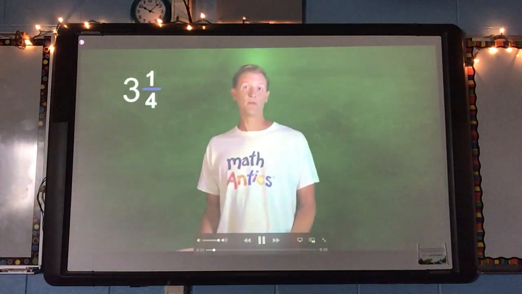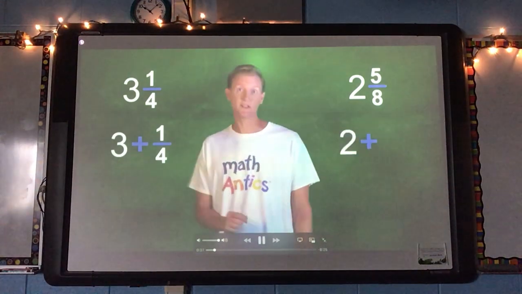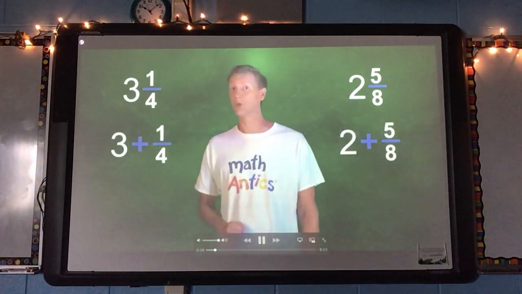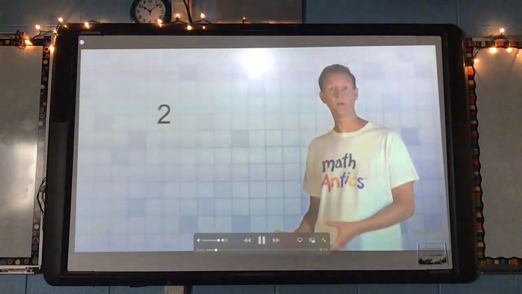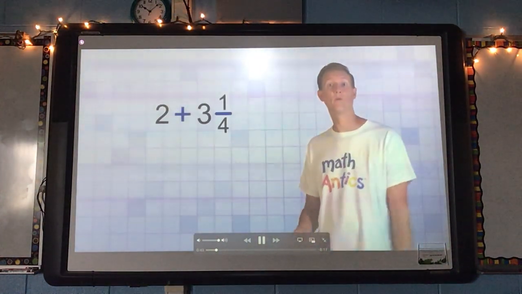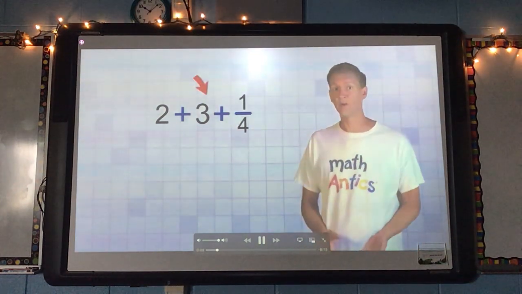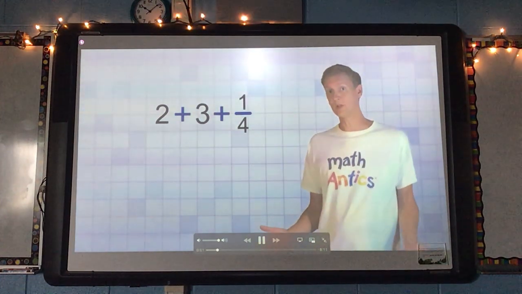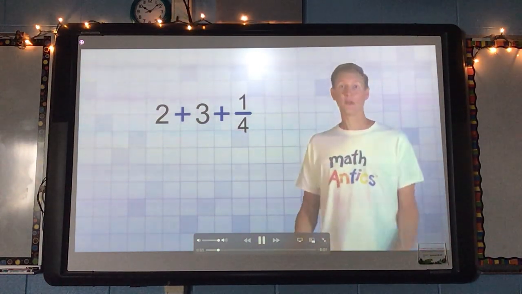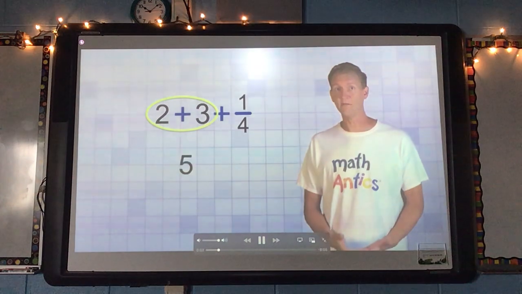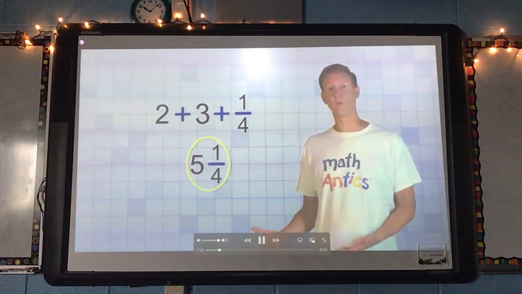3 1/4 means 3 plus 1/4. 2 5/8 means 2 plus 5/8. And here's why that's so important to remember. Let's say you're given a problem where you need to add the whole number 2 to the mixed number 3 1/4. If you know that 3 1/4 is the same as 3 plus 1/4, then you can see that the problem is really 2 plus 3 plus 1/4. Well, that's easy. All you have to do is add the 2 and the 3 to get 5, and you'll have 5 plus 1/4, which is the mixed number 5 1/4.